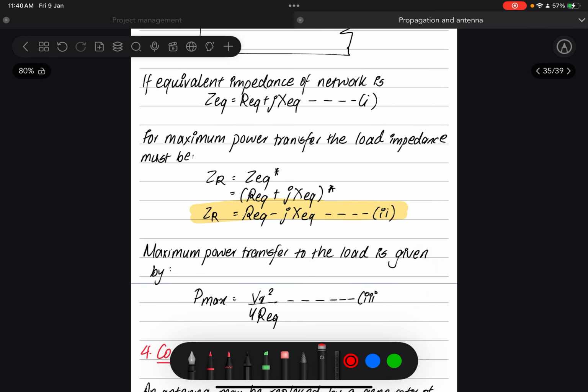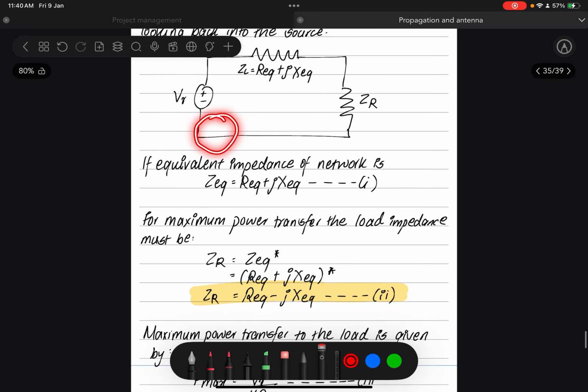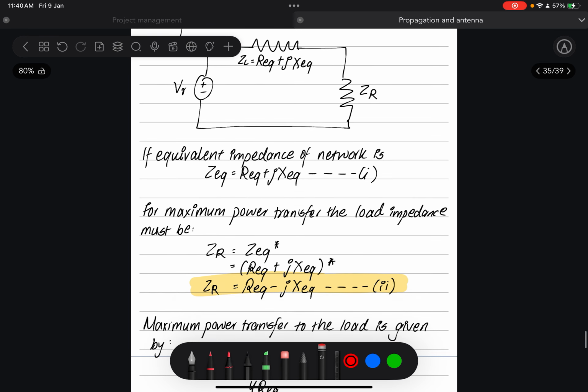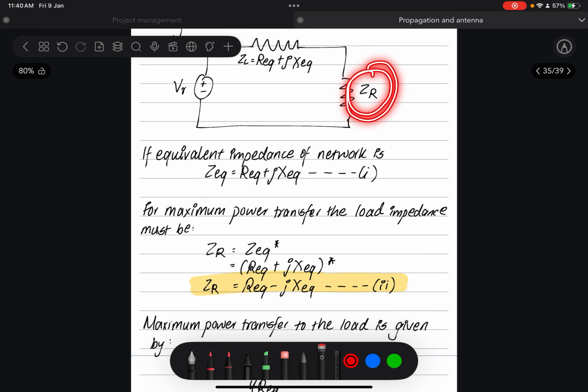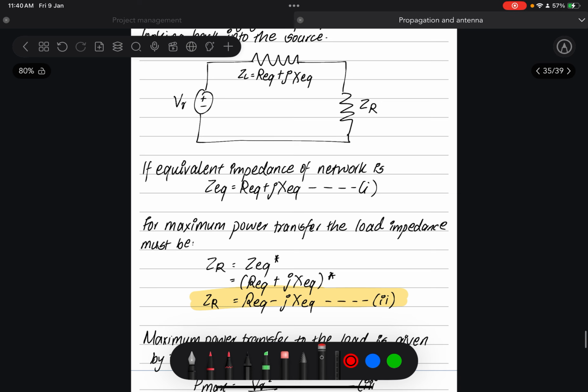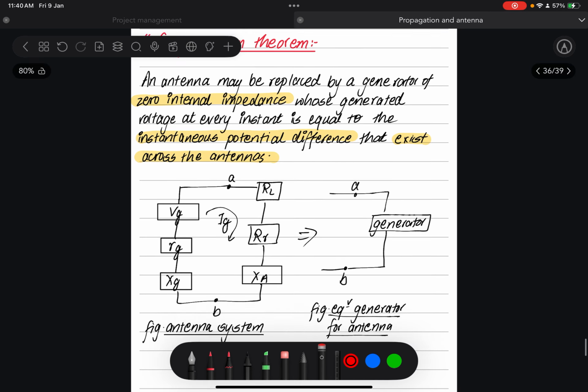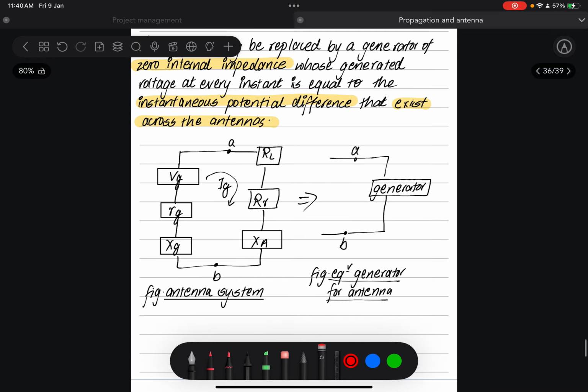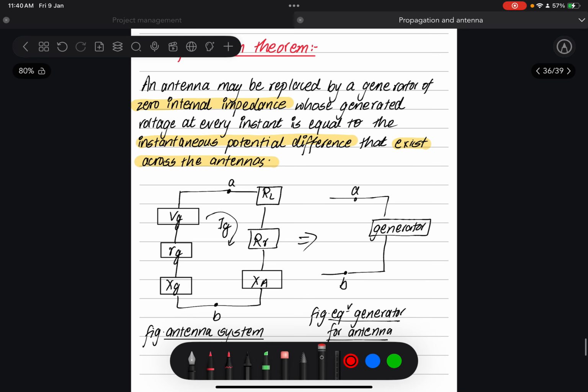This is the next part. If we have the resistance, the impedance equal to the conjugate, the maximum power is transferred simply. So the compensation theorem, as earlier mentioned, this is the circuit that we have created in the Thevenin format.